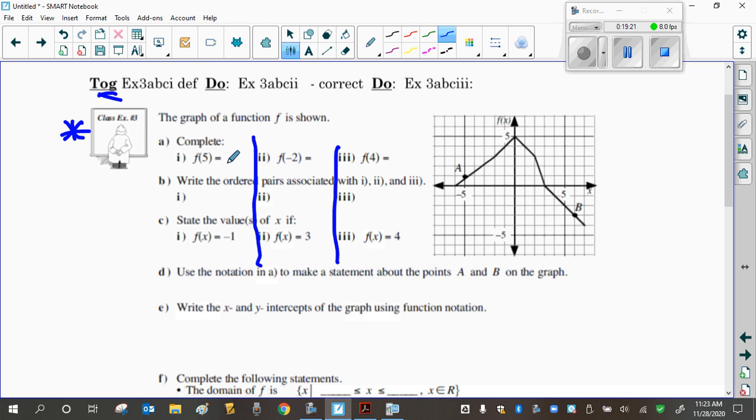Say it's f of 5. Well, there's no function, so we can't substitute 5 in. But what does this tell us? F of 5 tells us that x equals 5. The number in the bracket equals your x. So write down x equals 5.